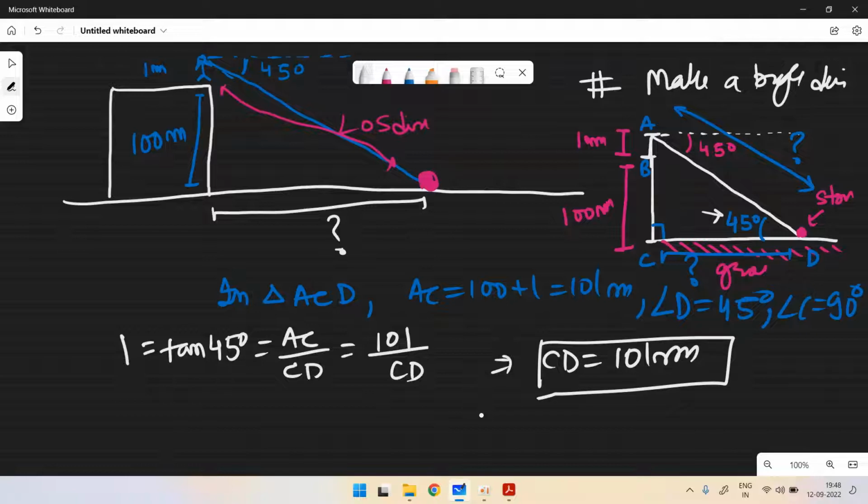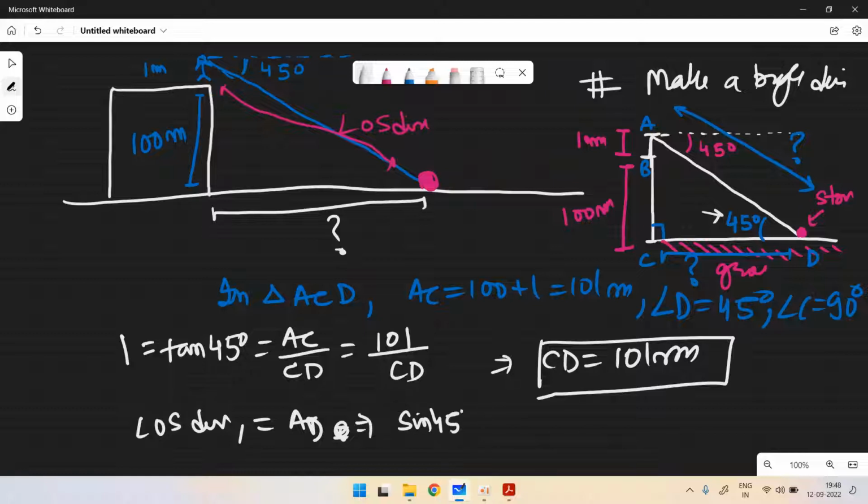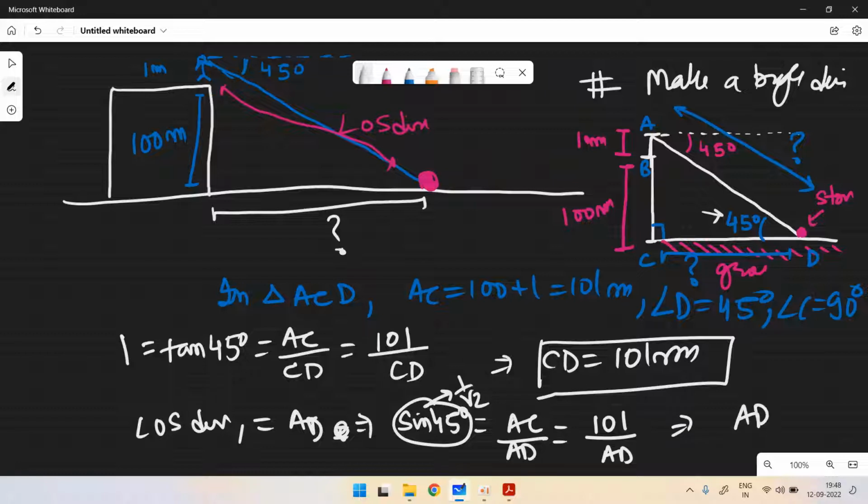Now you need to calculate the line of sight distance. Here it is shown as AD. How to calculate AD? AD is the hypotenuse and AC is given, so with respect to theta, perpendicular over hypotenuse is sine of theta. So sine of 45 degree is AC by AD. AC we have already considered as 101, and AD you don't know. But you know that sine of 45 degree is 1 by root 2, which implies that AD is 101 by root 2 meters.